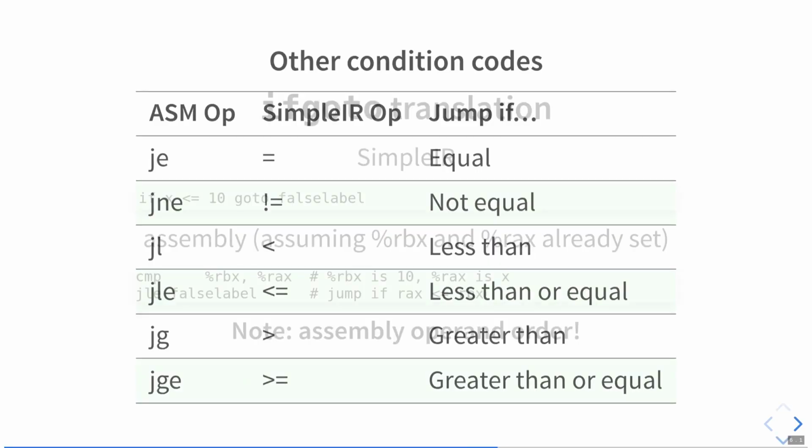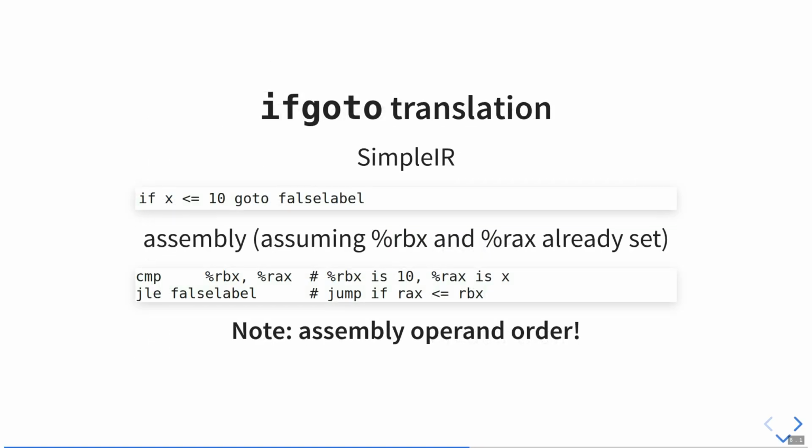Let me see if I can give an example here. Okay. So in this case, we have the simple IR code: if x is less than or equal to 10, go to false label. And the assembly code here compares RAX to RBX, and then jumps if RAX is less than or equal to RBX. So note the operand order. This is important. RAX is the right operand for the comp instruction, but it's the left operand logically when we're doing the comparison.